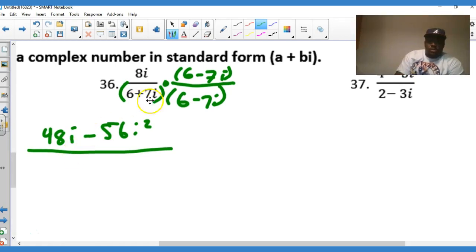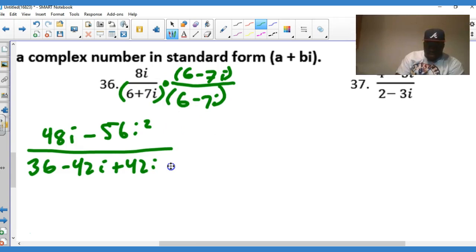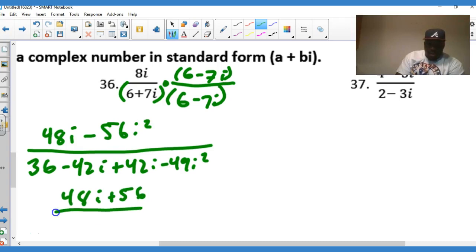Yeah, let's just do it. 6 times 6, 36. 6 times negative 7i is negative 42i. 7i times 6 is positive 42i. And 7i times negative 7i is negative 49i squared. Now, remember, i squared is negative 1. So you have 48i plus 56. That's negative 1 times negative 56 is positive. And down here you have 36.